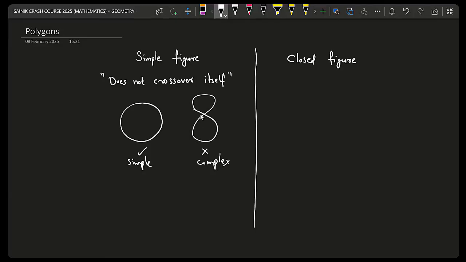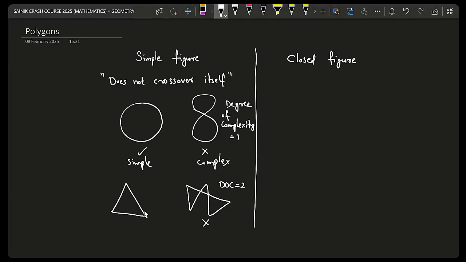And the number of times it is crossing over itself is called its degree of complexity. So for this figure, the degree of complexity is 1. Suppose if I have a figure like this, so this is not a simple figure because it is crossing over itself twice, 2 times. So what is the degree of complexity for this? It is 2. And it is not a simple figure. It is a complex figure. Suppose if I draw a triangle, yes, it is a simple figure because it is not crossing over itself.